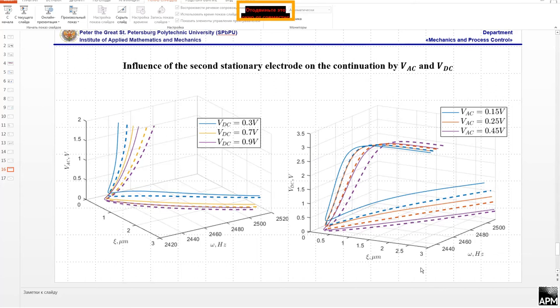The general conclusion here is that the amplitude of oscillations when the second stationary electrode is taken into account becomes smaller, and when modeling some such systems, it is imperative to take this factor into account.